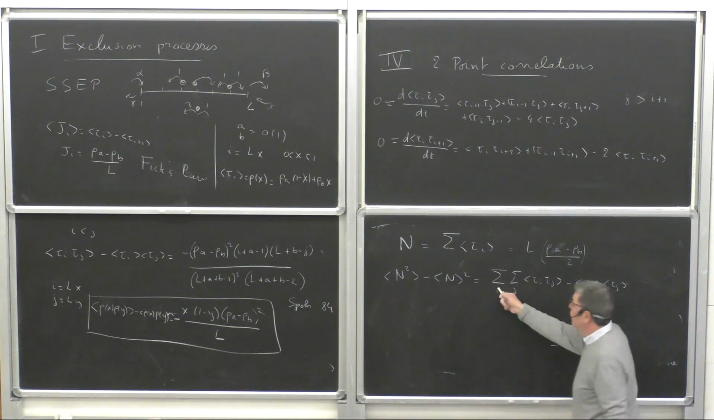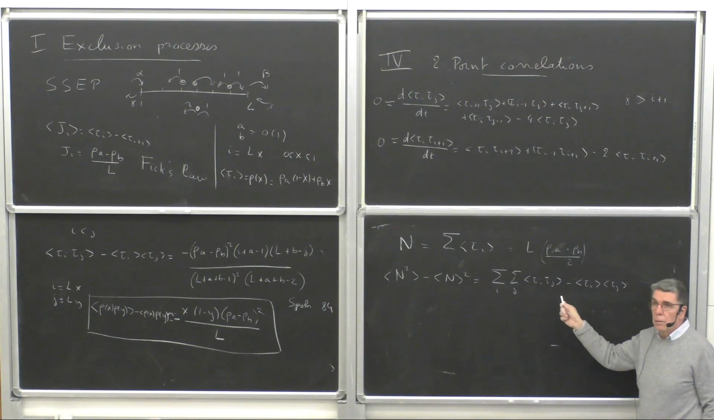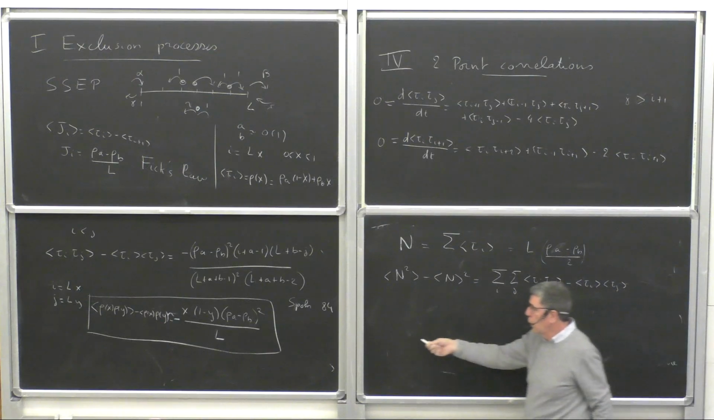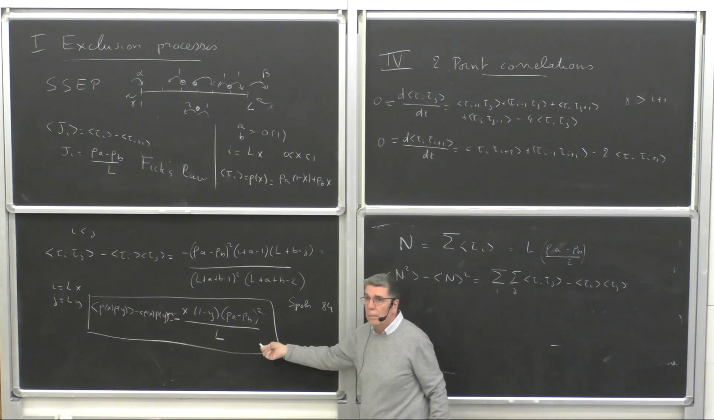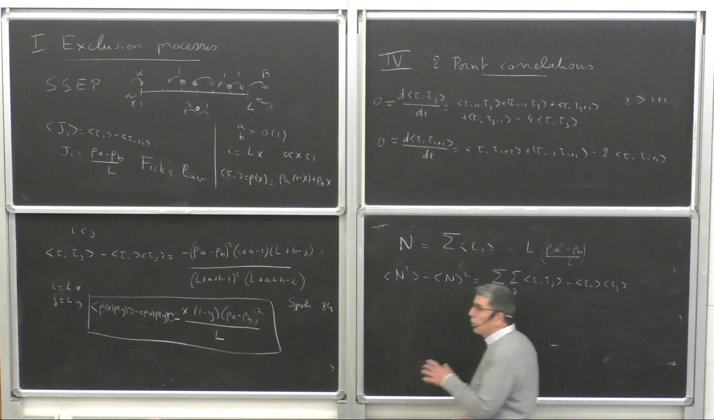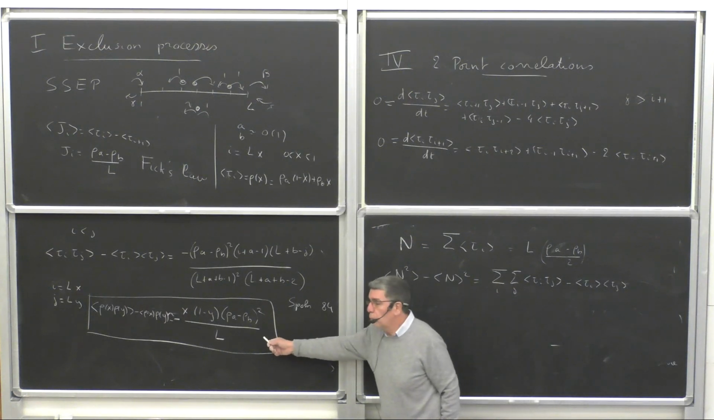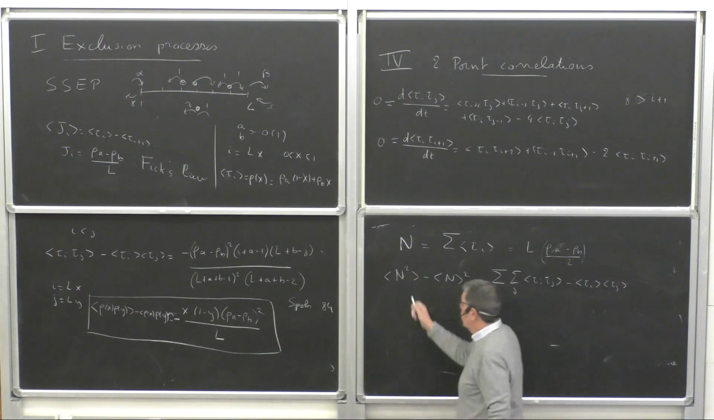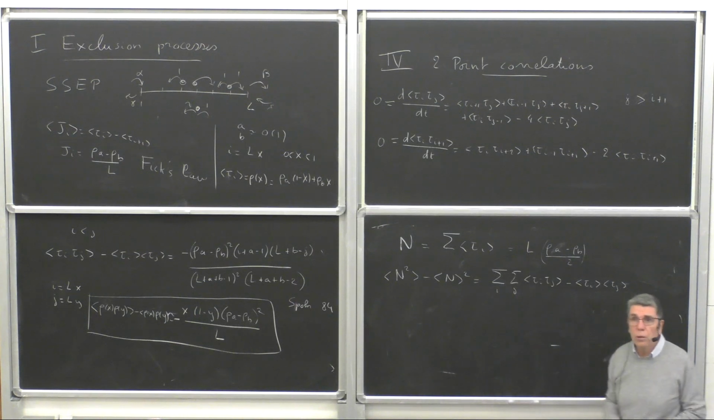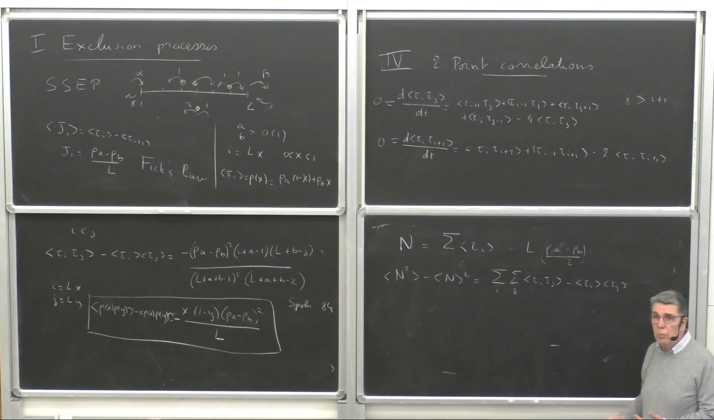But here there is a double sum. So this means that the contribution of this will be of order L. In other words, these long-range correlations, although they are very small, if I am just interested in the fluctuation of the number of particles, then they will matter.